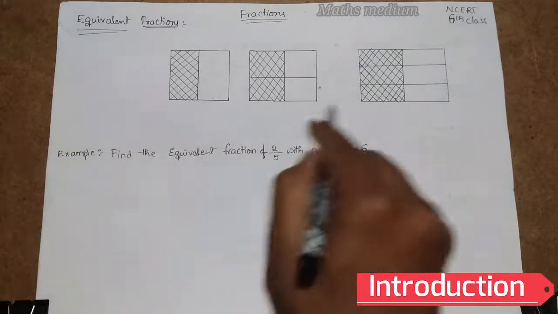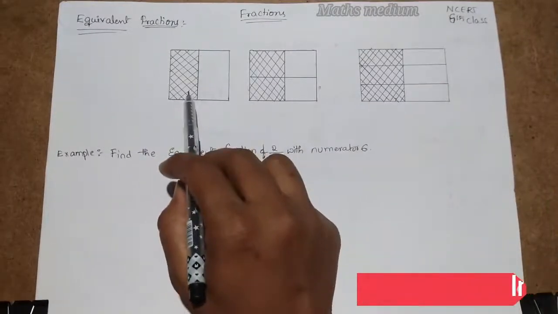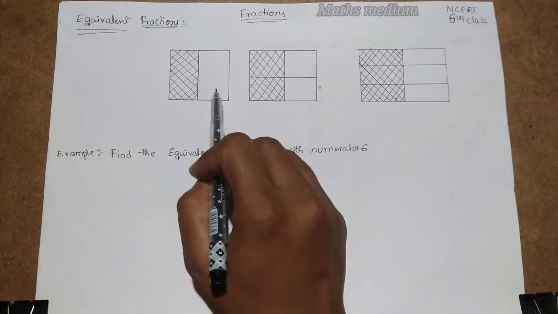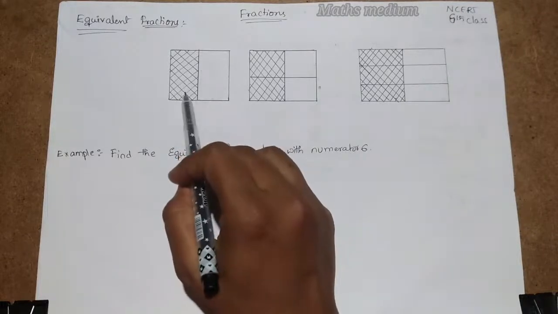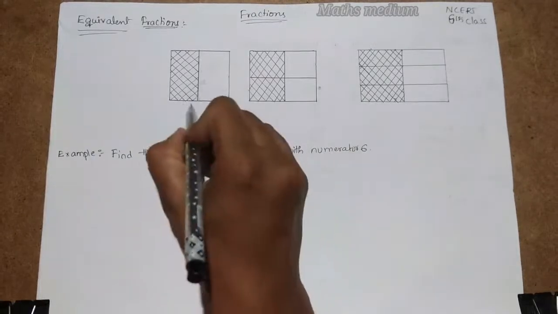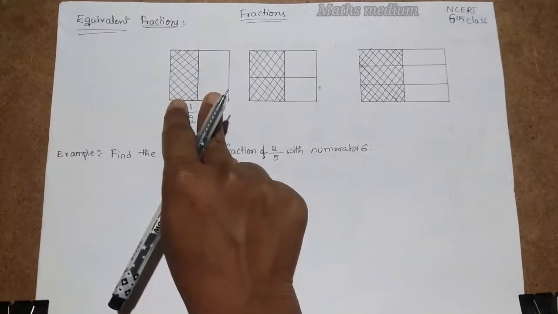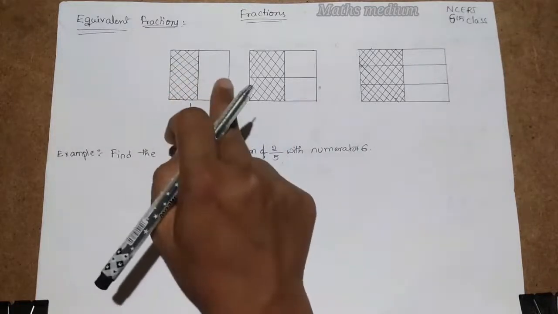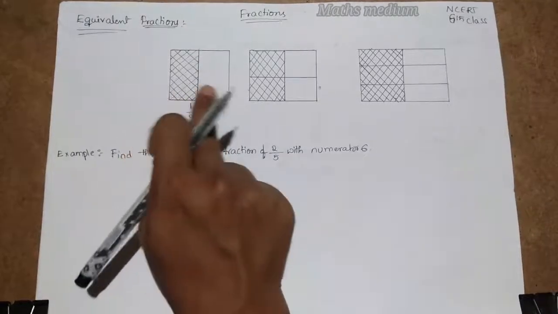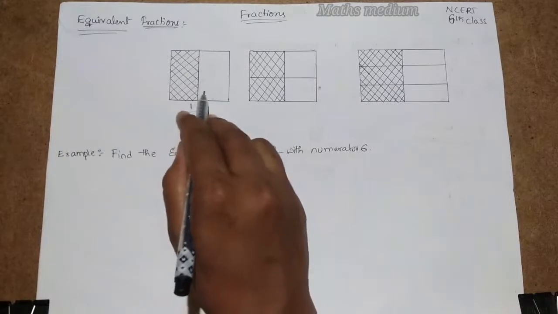Look at these diagrams. It is a square. We are making two equal parts, and one is shaded and the other one is not shaded. If you take the shaded part, how are we going to represent it as a fraction? This is 1 by 2, because there are two boxes in a single square. We are shading one out of these two. So this is the representation of this picture.